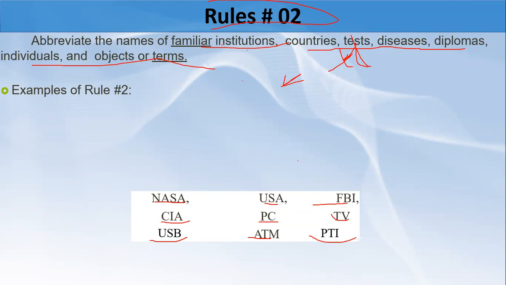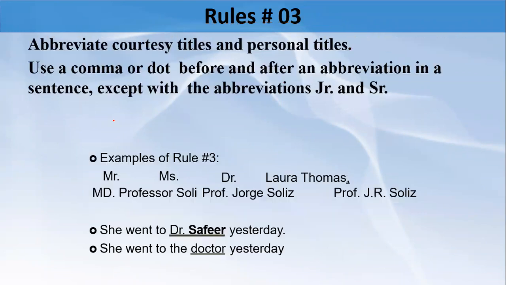So abbreviations must be used for these familiar situations, familiar countries, familiar tests, familiar diseases, like we have COVID-19 nowadays, and familiar diplomas, for example DIT, Diploma of Information Technology. This applies to individuals, objects and terms, for those things which are familiar only, not for unfamiliar countries, unfamiliar diseases or any kind of unfamiliar words, okay? So that is rule number two, then we have rule number three: abbreviate courtesy titles and personal titles, okay?